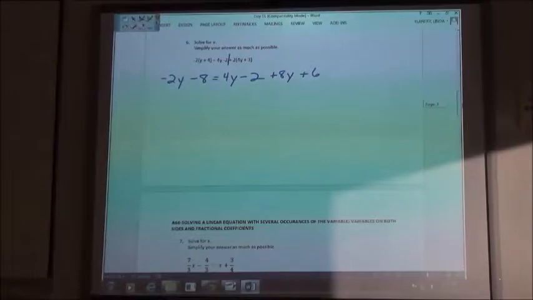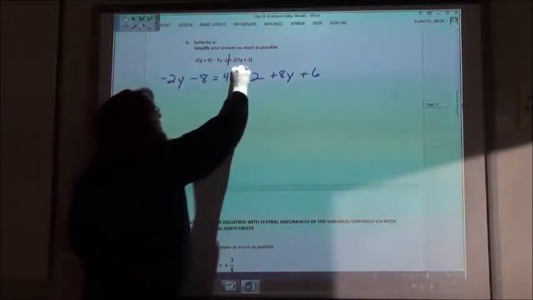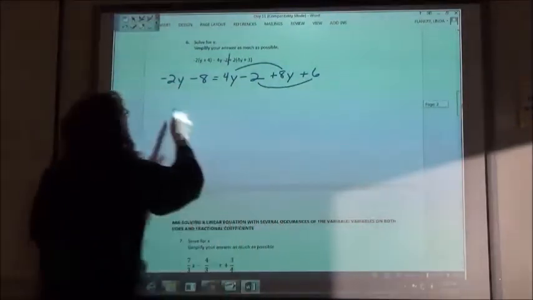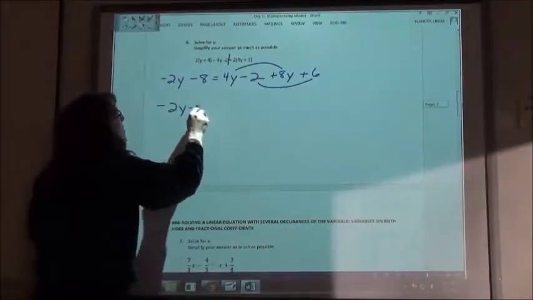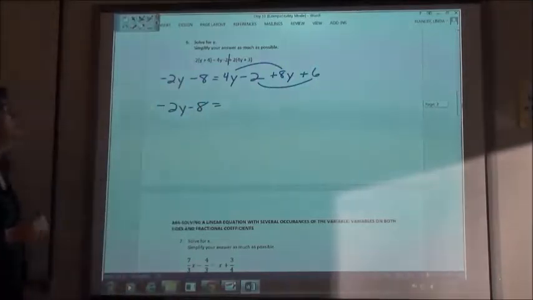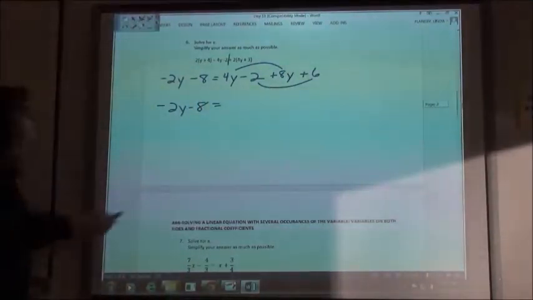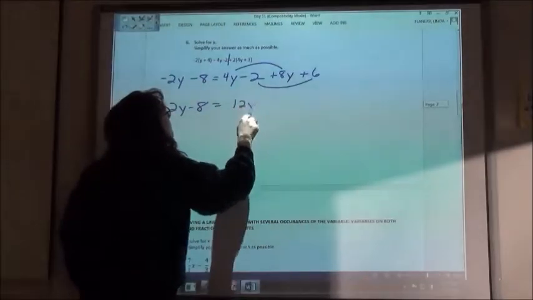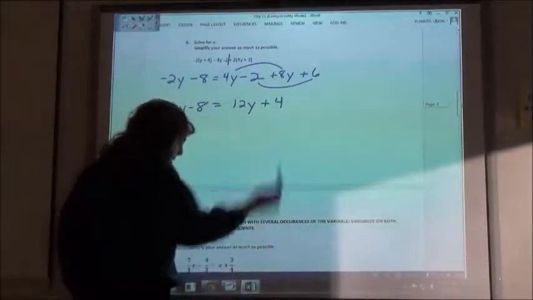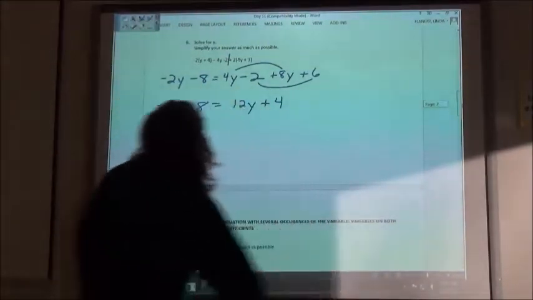And so the left side only has 2 terms, but on the right side, I'm going to be able to combine some stuff, right? Yep. Put my y's together, put my numbers together to simplify that. Negative 2y minus 8 is going to equal 12y plus 4. Yep. Now I can go about solving it.